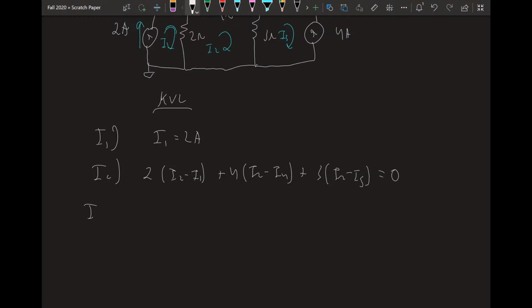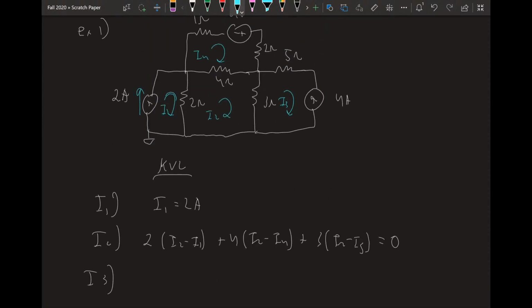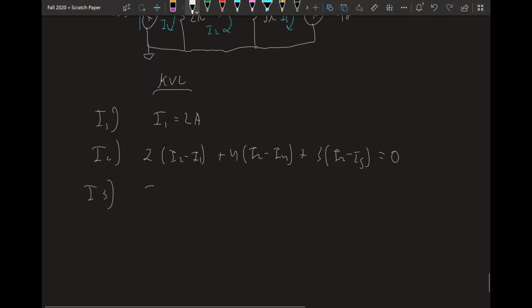For I3, just like I1, we have I3 running right next to a current source. Except in this case, it's the opposite way. So instead of knowing that I3 equals 4 amps, we know that I3 equals negative 4 amps.